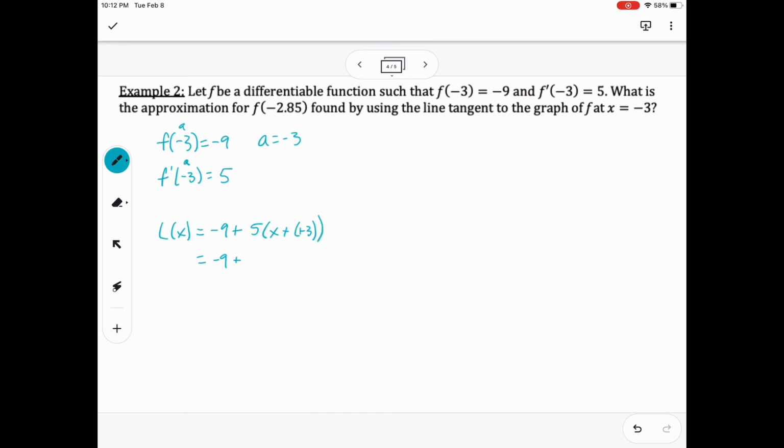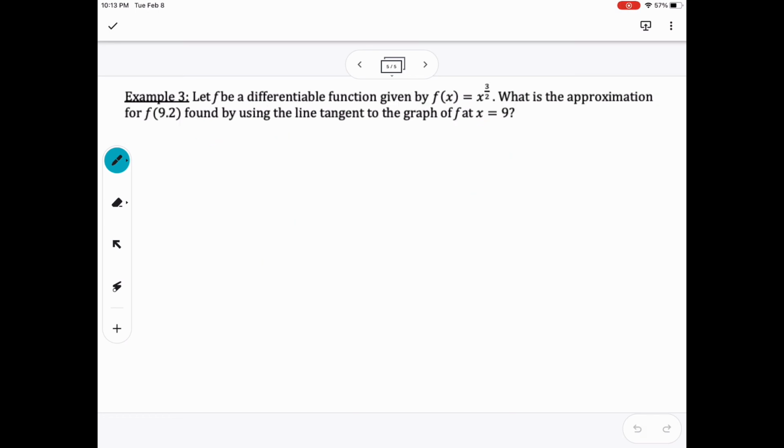Using all that information, I can go straight to plugging it into the linear approximation equation that we have. Then I can simplify this one a lot more easily than the last one because it has terms I can put together. I get 5x plus 6. Then I plug negative 2.85 into the function that I created, and that gives me the value of negative 8.25 for my answer.